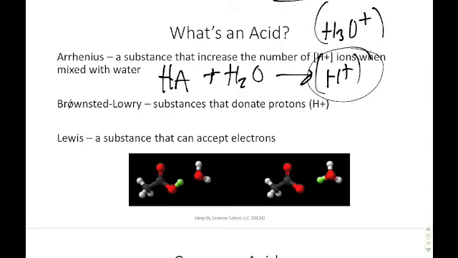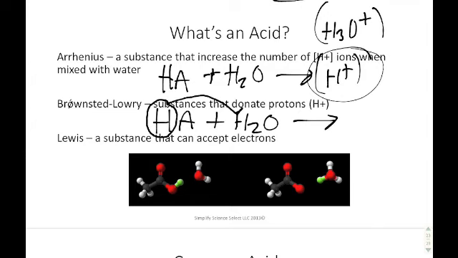A Bronsted-Lowry one is a little bit different. It says that it is any substance that donates a proton. So if you look at our same example, we have HA plus H2O. If it's donating the proton, this substance is giving this proton to this, and it's not asking for anything. It's not doing a switch or anything like that. So this gives you H3O plus and A minus.